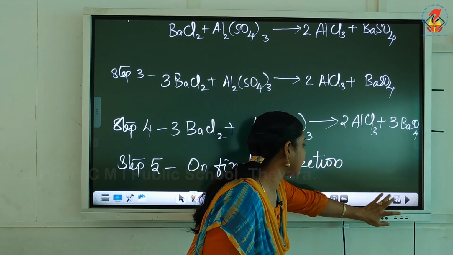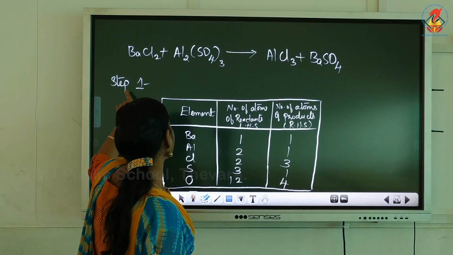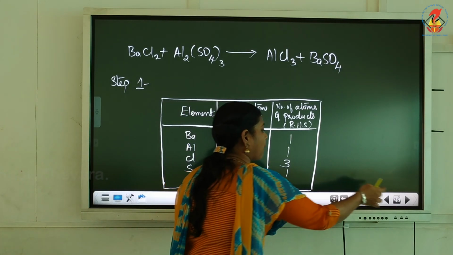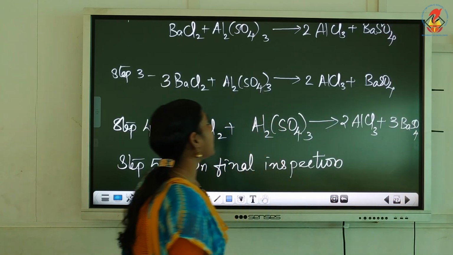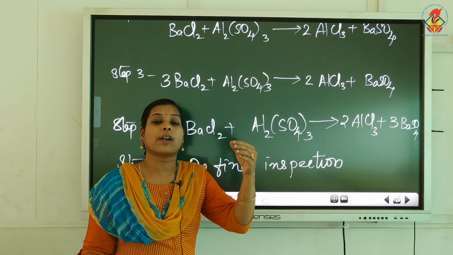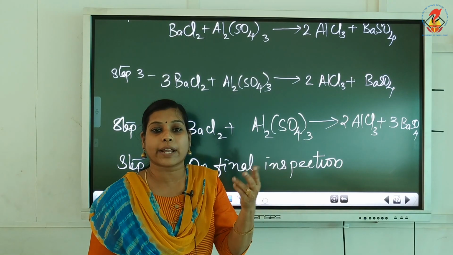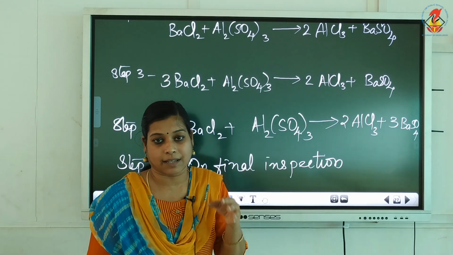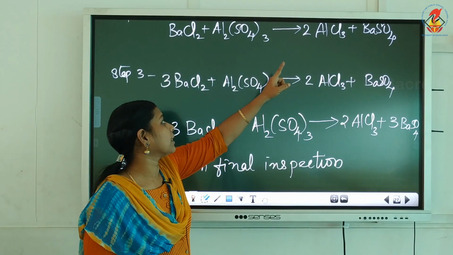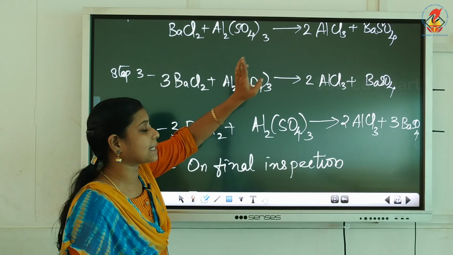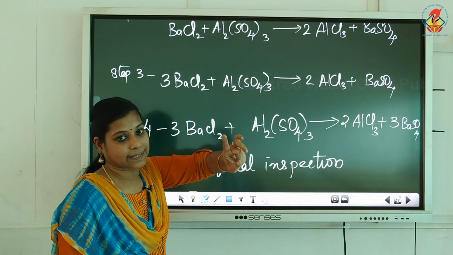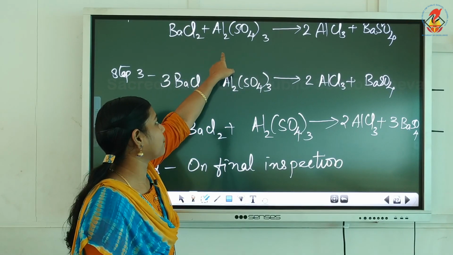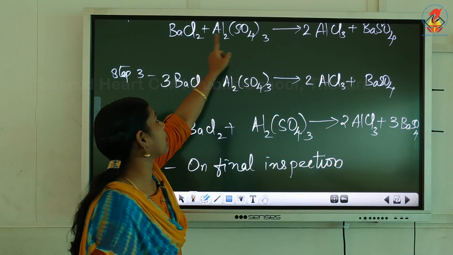For a particular question, step 1 is making this table and finding out that the numbers are not equal. Second, if a particular element is involved in more than one compound on a side, we will not proceed with that element first. We will first equate a single element which is found only once in the product as well as in the reactant side. So here it is aluminium, so our first aim is to equate aluminium first.